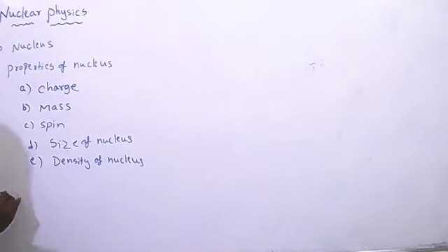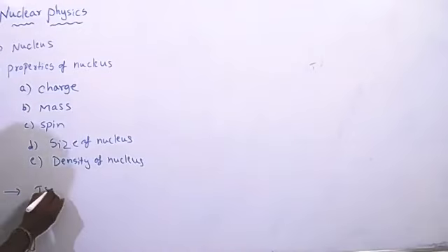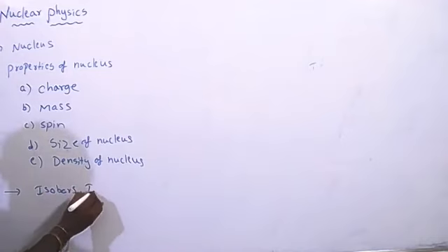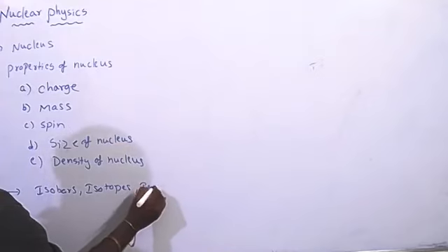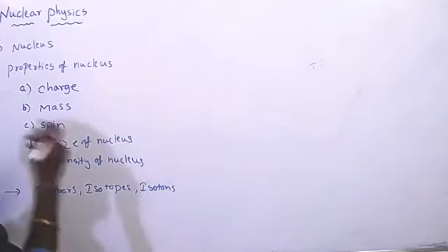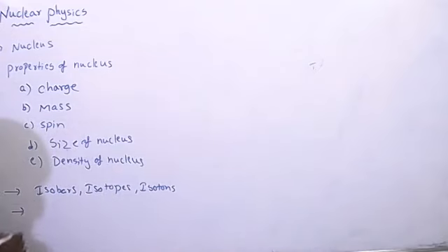After this topic, what have we discussed? Even the properties of the neutron we have discussed. See what we have discussed: size of the nucleus, isotopes, isobars, isotopes, isotones. We have discussed even these isobars, isotopes, and isotones. And after that, we discussed the Einstein mass-energy relation.